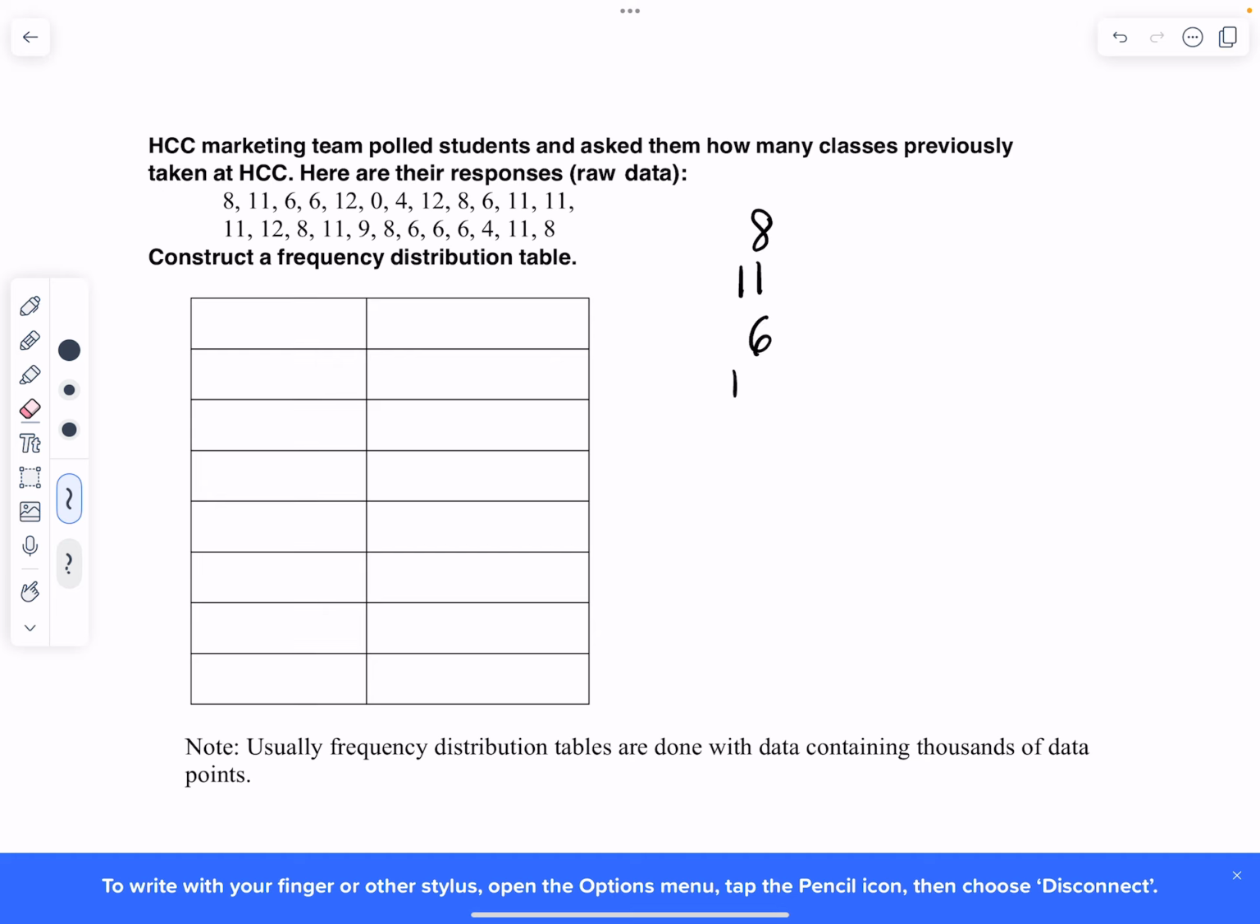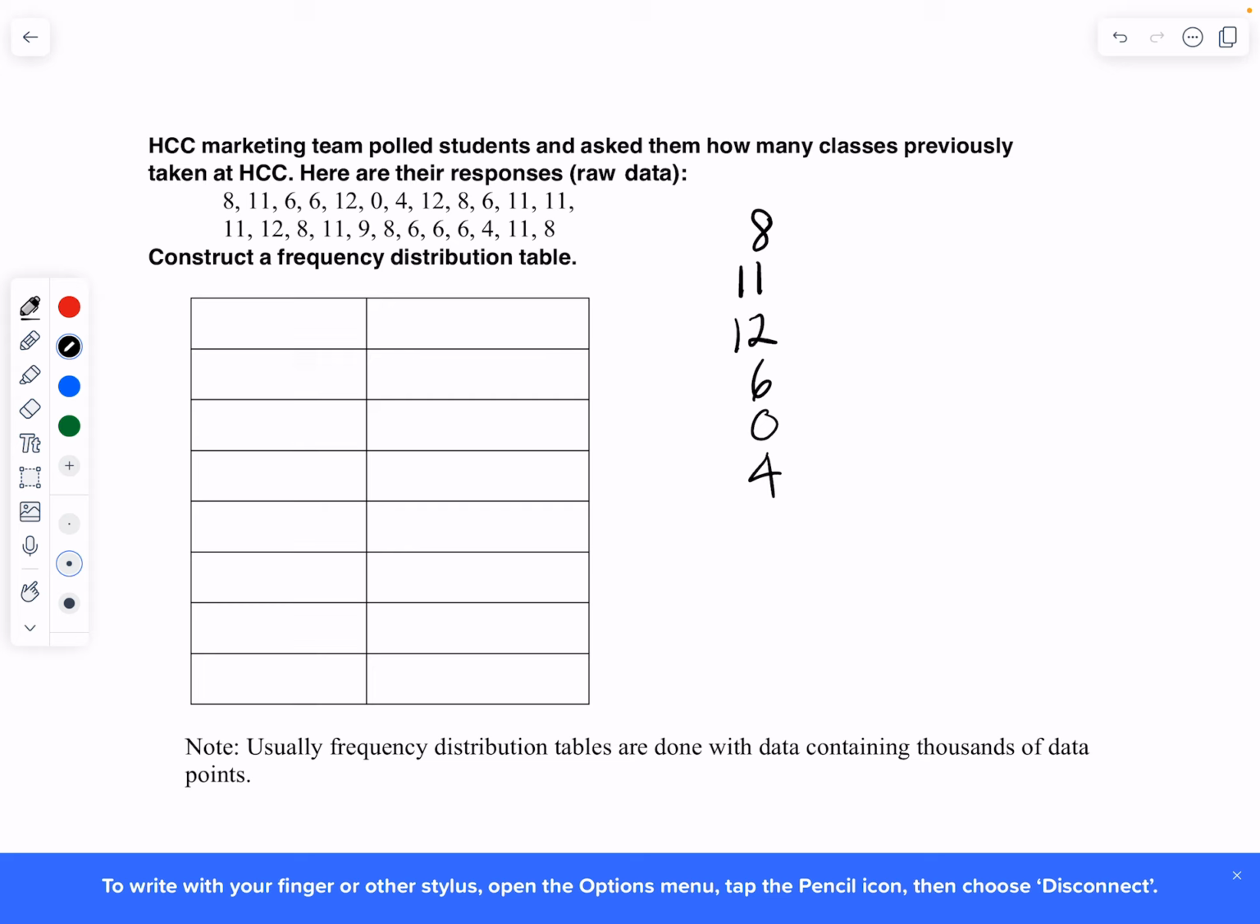A 12. That one's new. Whoops. I don't know what's going on here. 12. 6, 0. I see a 4. I'm just looking through the rest of these. We already have 8. We already have 12. We already have 6. We already have 11.